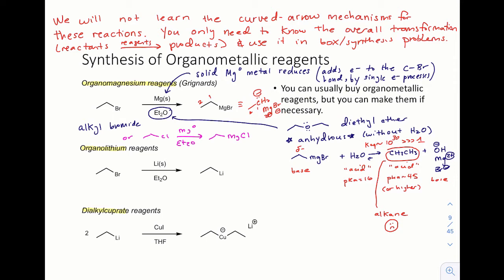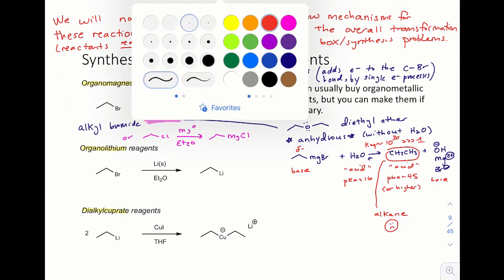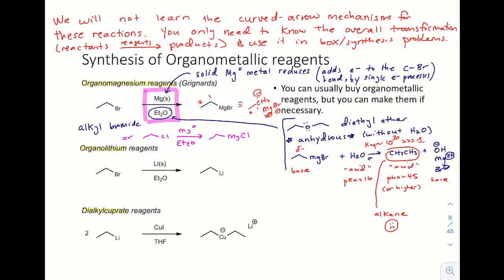It is important that when you make Grignard reagents on paper or in lab that you do specify solid magnesium metal and diethyl ether, or another ether if you want. You can use tetrahydrofuran, the cyclic ether. It is often used instead of diethyl ether in these reactions. But you need to specify some sort of ether solvent because it's important to me that you remember that anhydrous conditions are key when working with Grignard reagents.